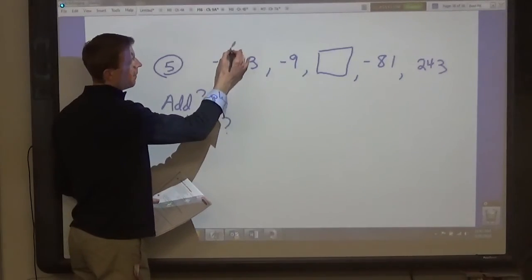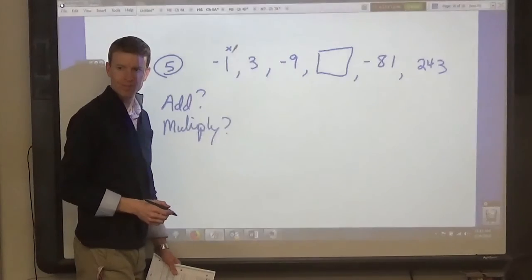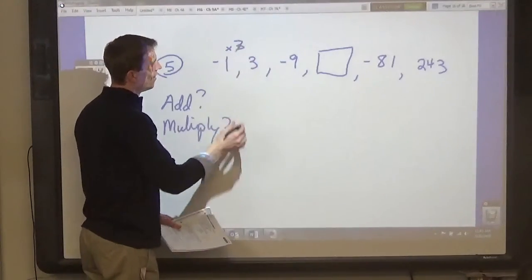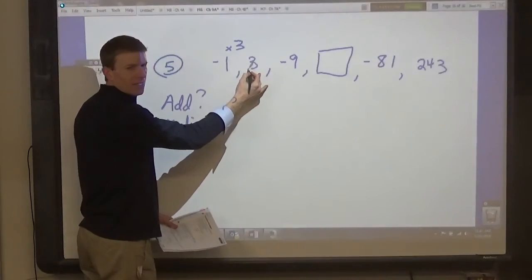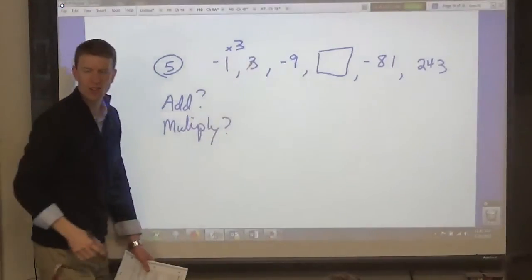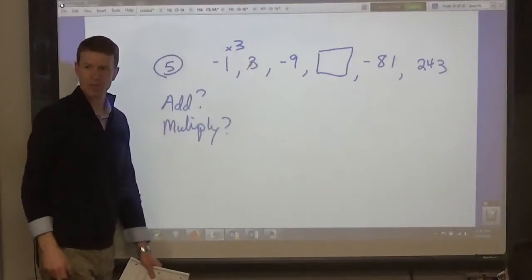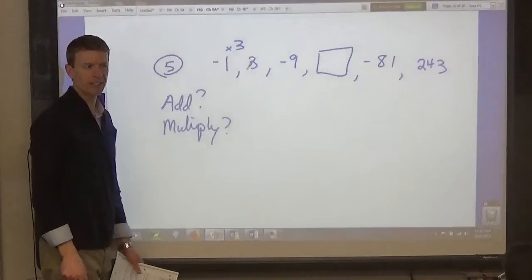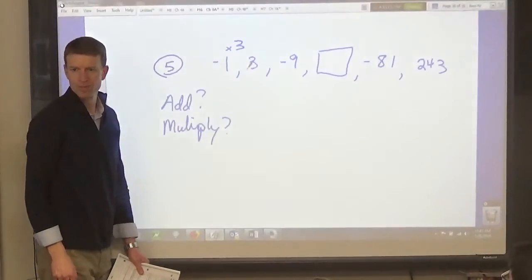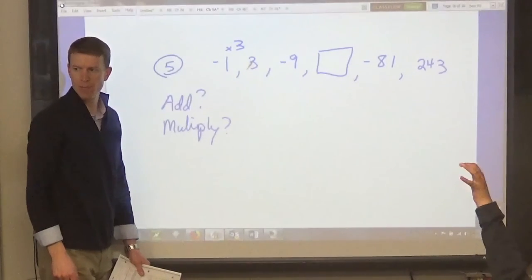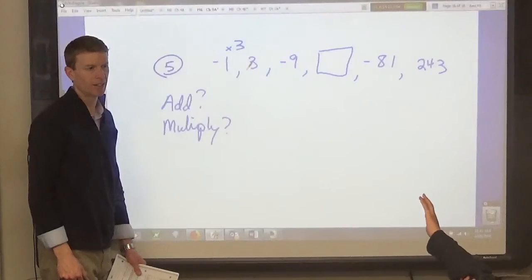By 3. Times what? 3? So -1 times 3 is... Yeah, see, this is confusing. Okay, we're close, we've got the right factor, except it's the wrong sign. Divide by? No, it's multiply.